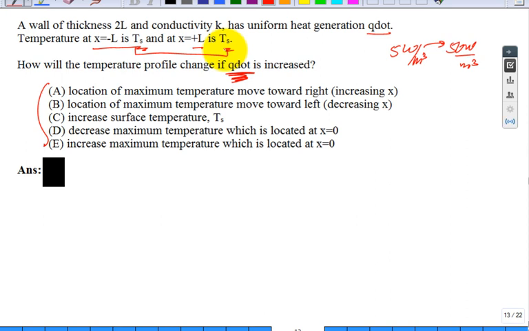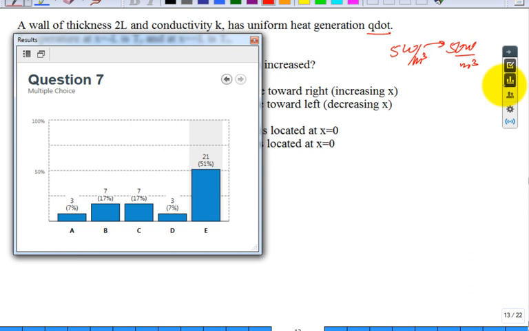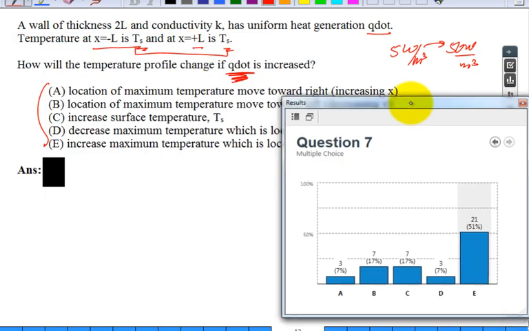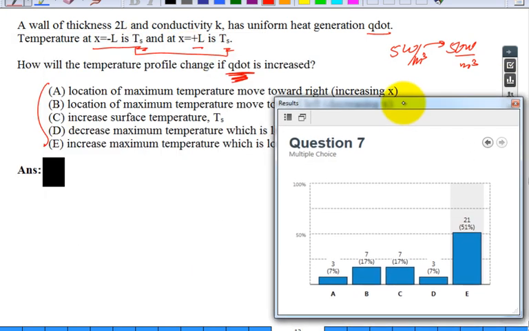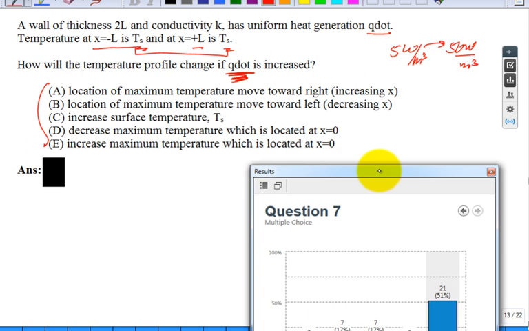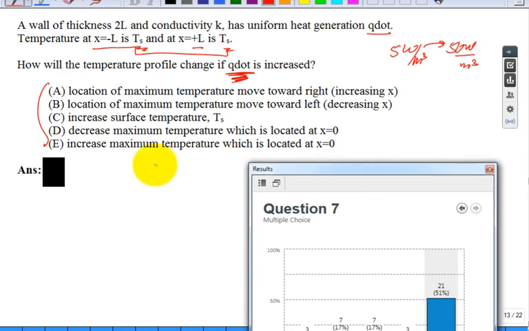Okay. I'm going to go ahead and stop, and we show the results. Oh boy, maybe I didn't give you enough time to read, or maybe you're just tired of reading. Which one is it? The maximum temperature will go up, won't it? Basically, this is the right answer: E, the increase in the maximum temperature, which is at location X.